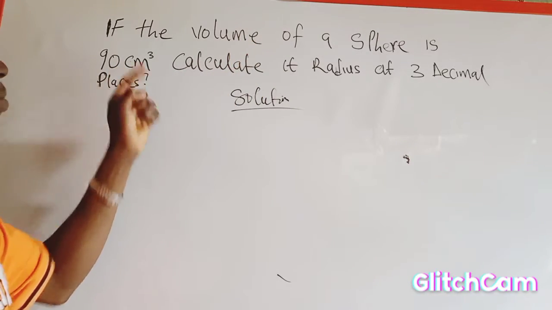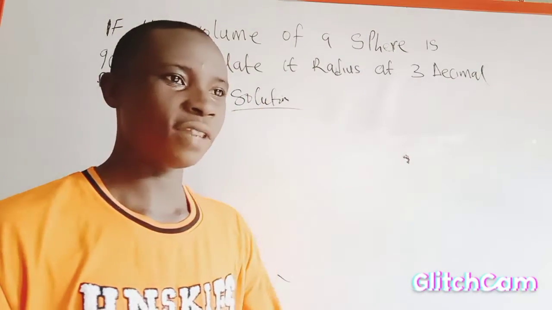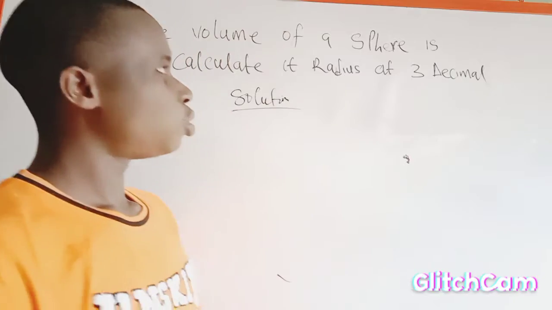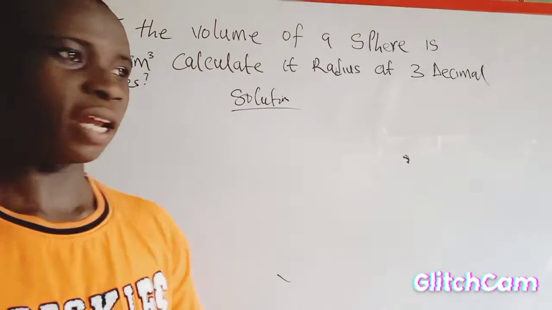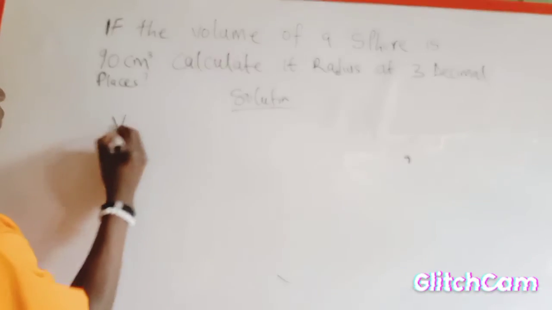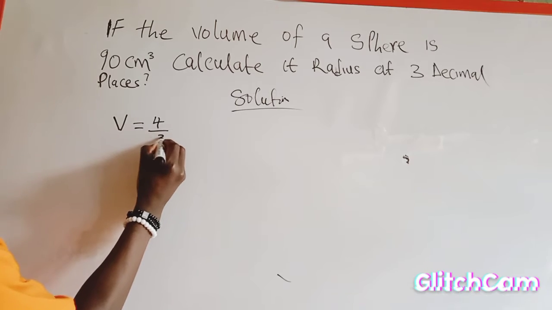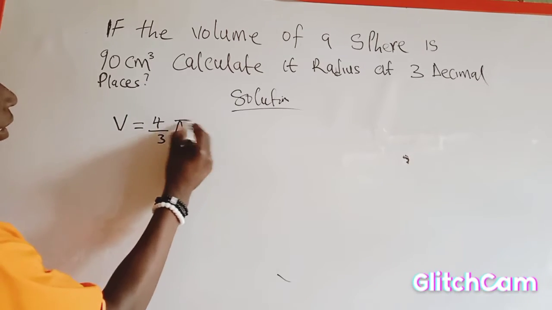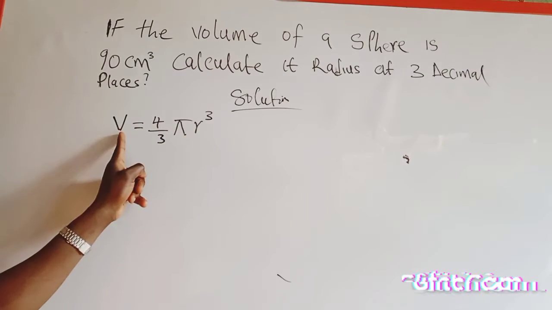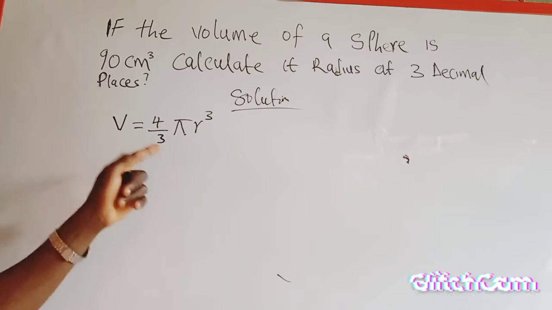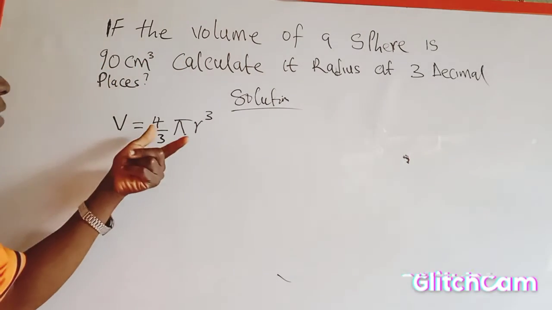If the volume of a sphere is 19 centimeter cube, that means our volume here is 19 centimeter cube, and we are asked to calculate the radius of that sphere. First thing to do, we are going to use the formula for volume to calculate our radius, and the formula is V equals 4 over 3 pi r cube. This r here represents my radius. V is the volume, which is given already from the question as 19 centimeter cube.